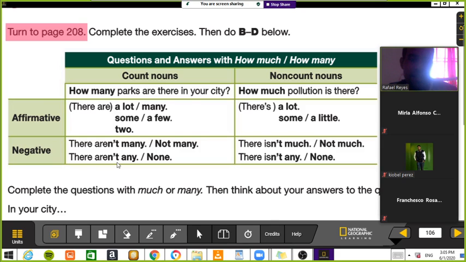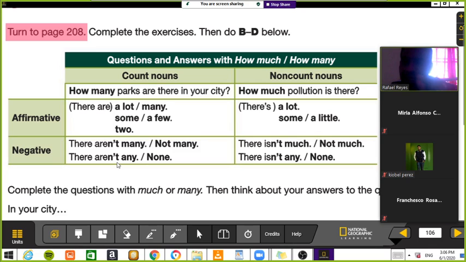Now remember that a lot and some means that you have a quantity but you don't remember at that time the exact number. All right, so that's why, because you cannot count them at the time that you are thinking about it. So you can use it for the two.